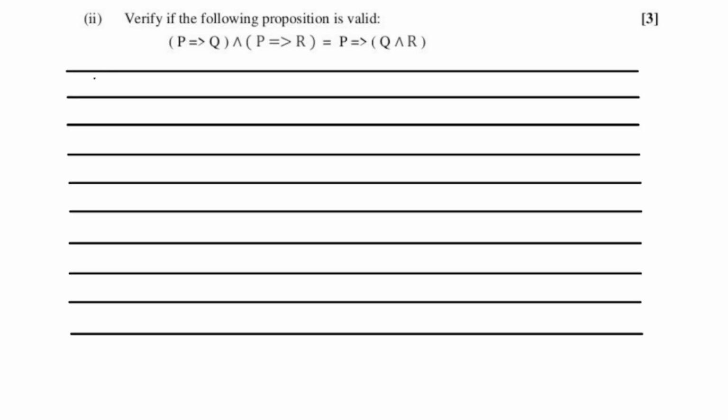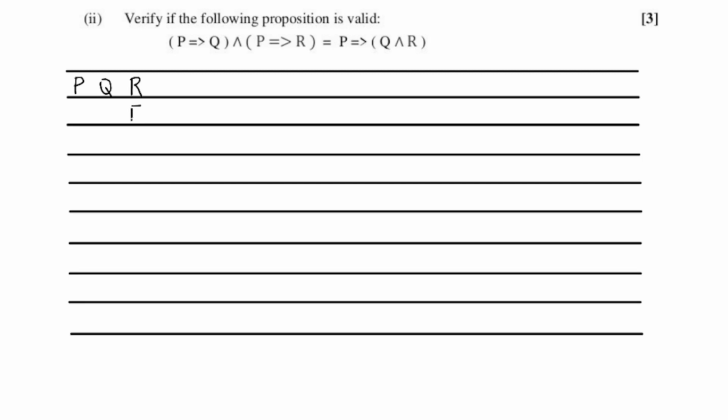The next question is, verify if the following proposition is valid, and our proposition is P implies Q conjunction P implies R is the same as P implies Q conjunction R. And we'll verify this by using a truth table of 3 inputs. So let us draw the truth table. We'll have the 3 variables, that is P, Q, and R.